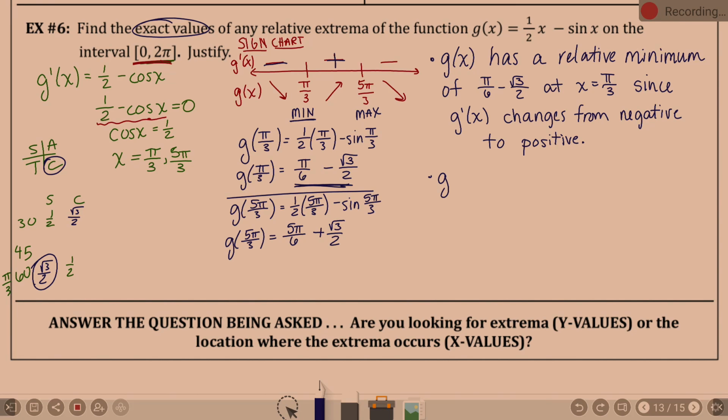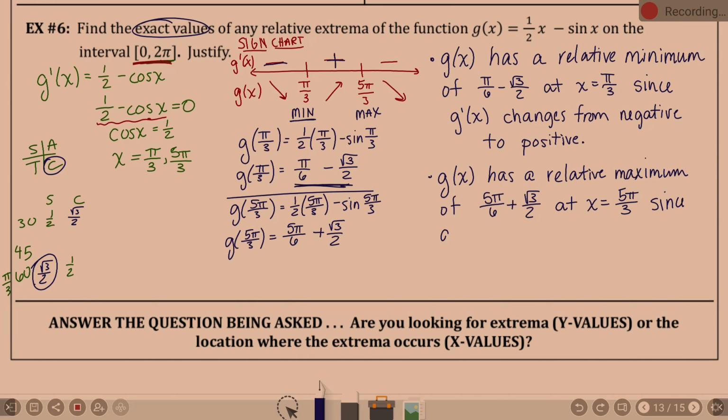G of X has a relative max of, what is our relative max? 5 pi over 6 plus square root of 3 over 2, at X equals 5 pi over 3, since G prime of X changes from positive to negative.